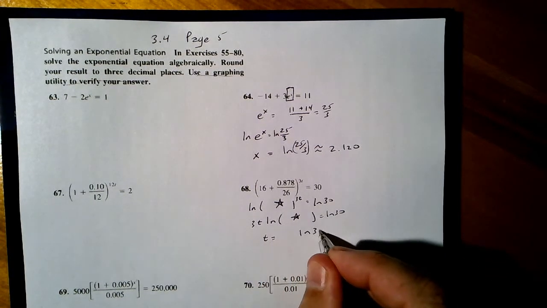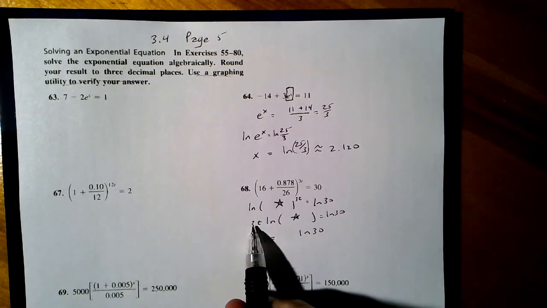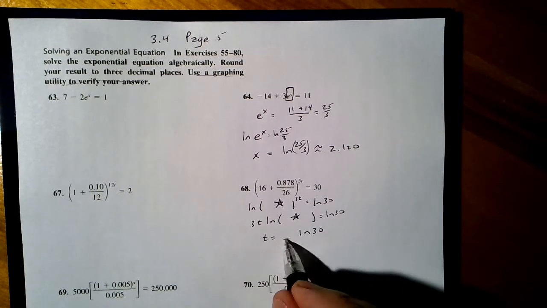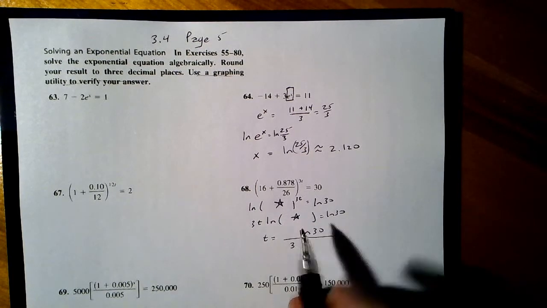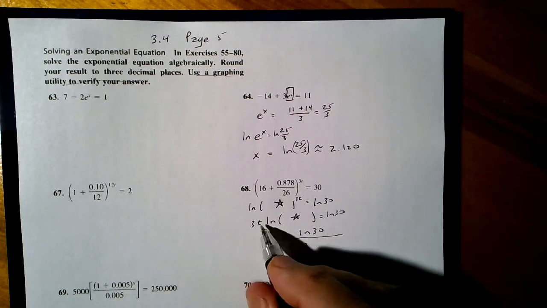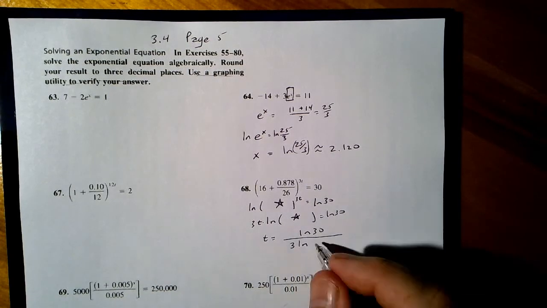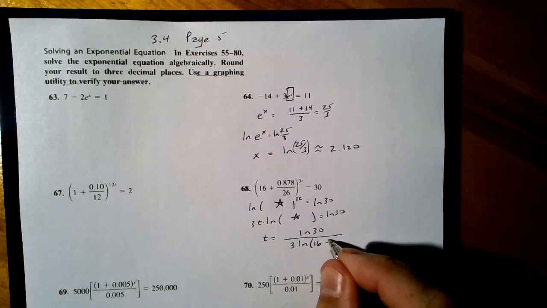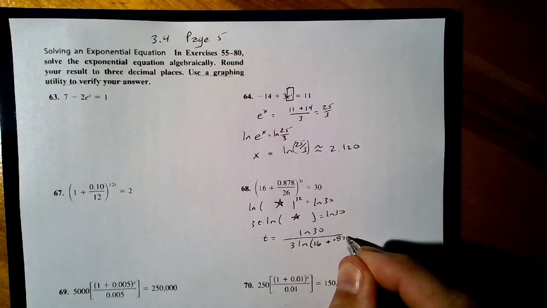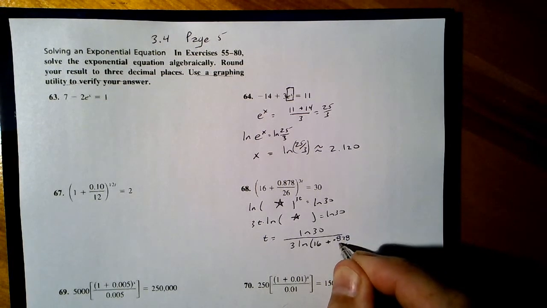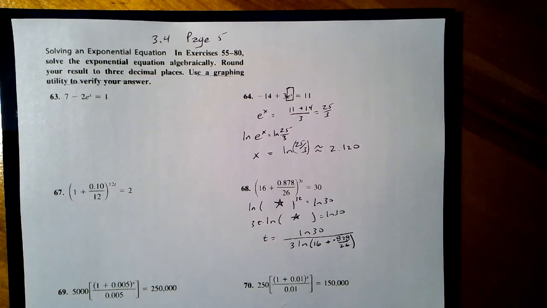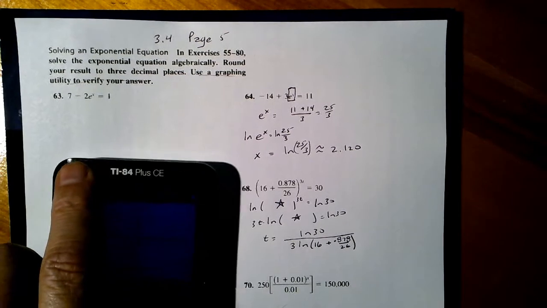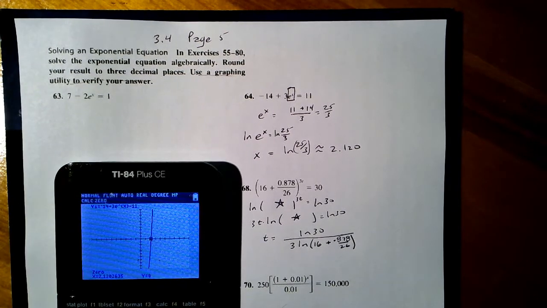I can pull that 3t out in front, and that gives me, watch this, t equals ln 30. This 3 was attached to t with multiplication. We need to divide by 3. This ln of big mess was attached with multiplication. We need to divide by it as well. And there we have it. There's our exact answer.